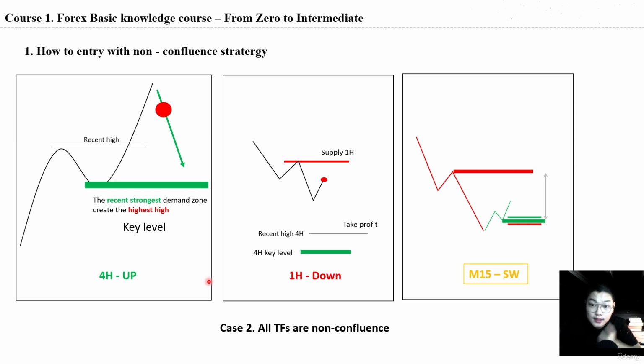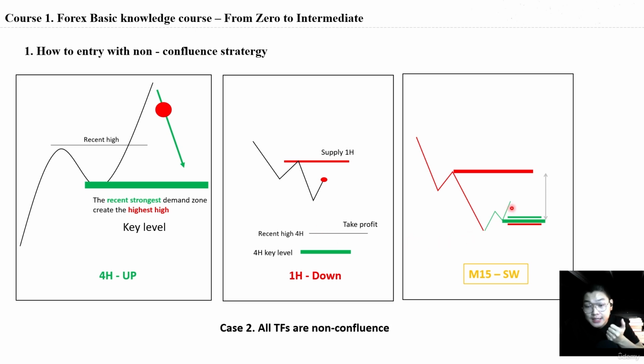How to show you this? So let's see our theory first. So 4 hours is still the same as the last case. The structure is high, low, and price still above the strongest demand zone, create the highest high, and the price also same. The current price is still in the pullback way of 4 hours. And when you jump into the 1 hour, also the down movement.